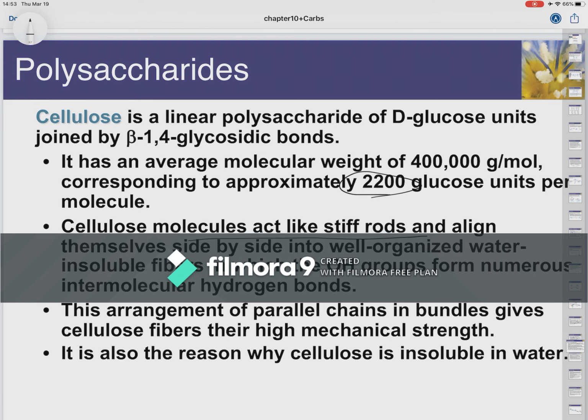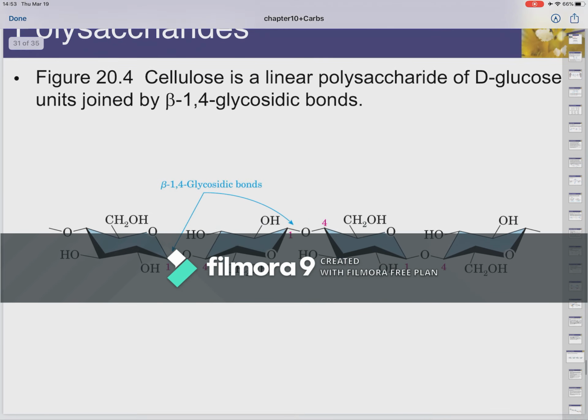So these are really good fibers. This is also why we typically use cotton for clothes. It doesn't dissolve in water, and it's pretty strong. So cotton, if you didn't figure out from my comment just now, is made of cellulose.